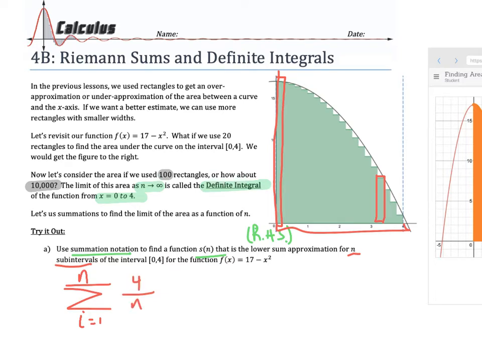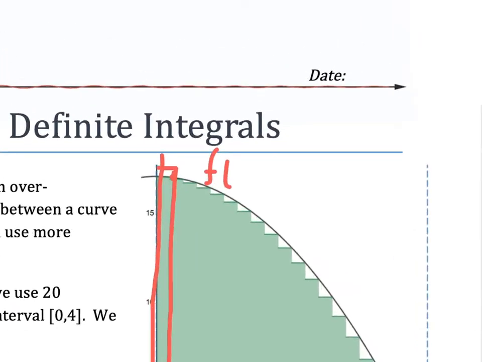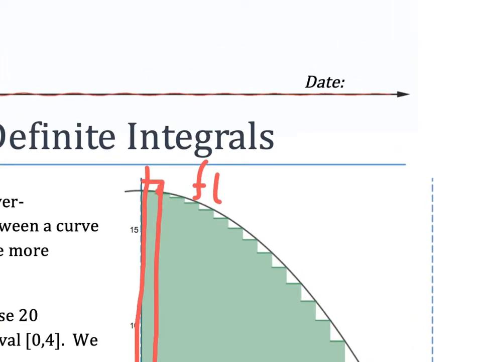Well, how big is n? It might be 100 for 100 rectangles or 10,000, all right? We'll pick that in a few minutes. Right now we'll just leave it variable. So we're going to take the width, so there's our width, and we're going to multiply that by the height. What's the height of this first rectangle? Well, the height of this first rectangle is f of the first x value here, which is going to be 4 divided by n. Okay? So 4 divided by n would be that.